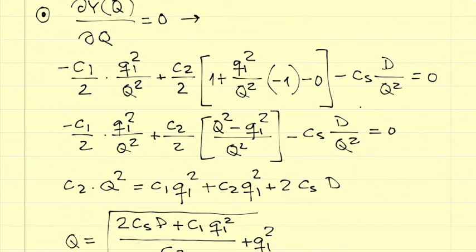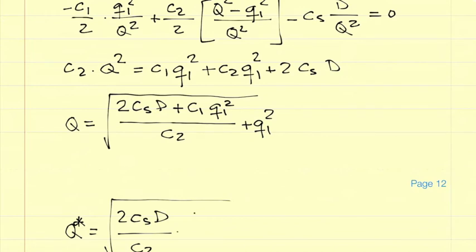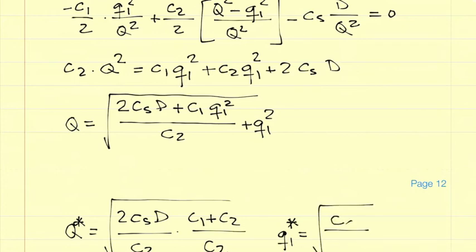Okay. So if we finalize, we get that the optimum quantities are Q star equals 2CSD divided by C2, which multiplies C1 plus C2 divided by C2, and Q1 square equals square of CS divided by C1 plus C2 square, 2CSD divided by C1.